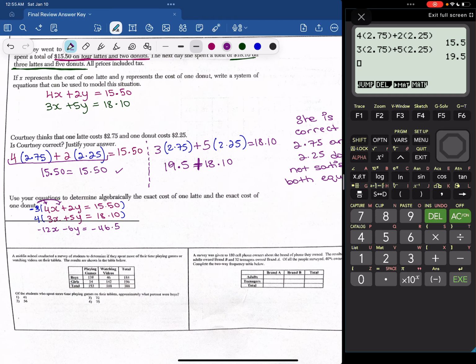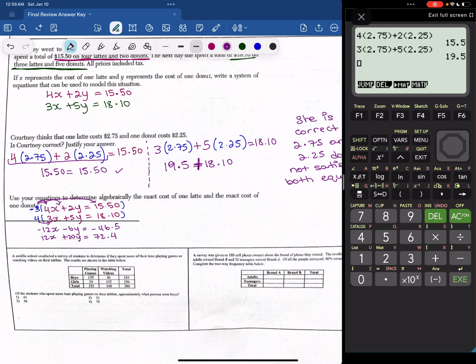Remember, when you're distributing, you distribute to all the terms in the parentheses, even that constant, that number after the equal sign. Okay, and then 4 times 3 is 12. 4 times 3x is 12x. 4 times 5y is 20y. And 4 times 18.10 is 72.4.